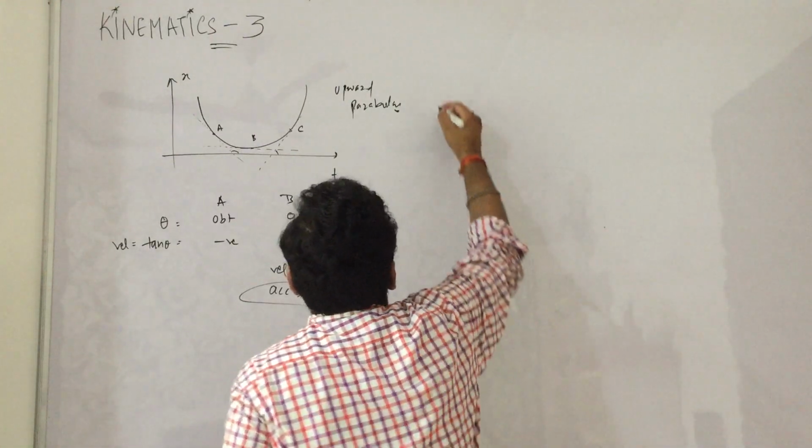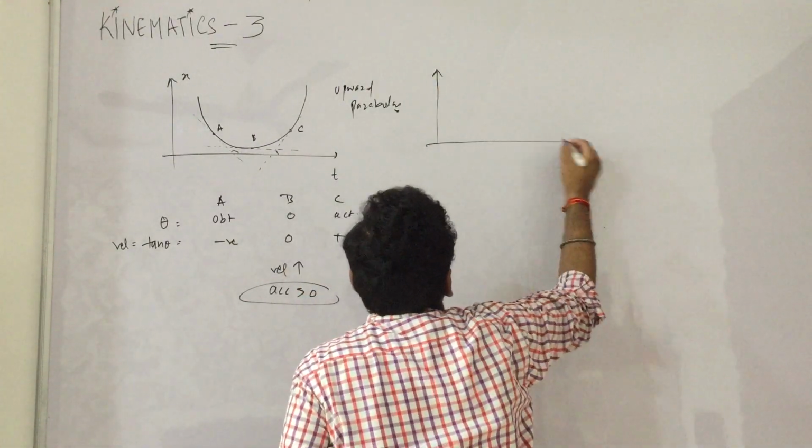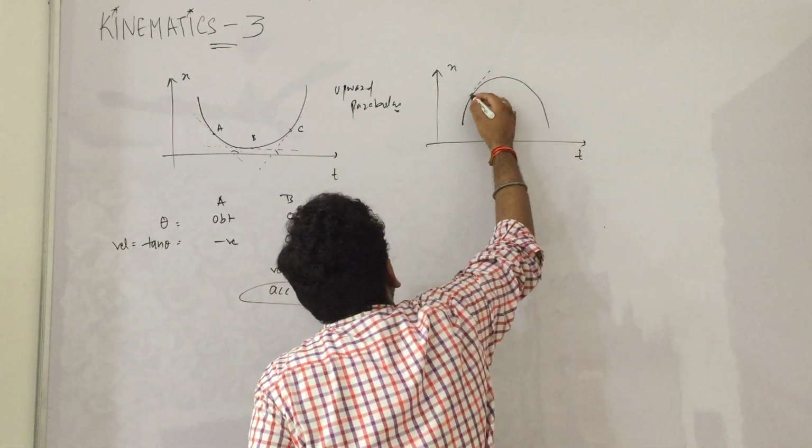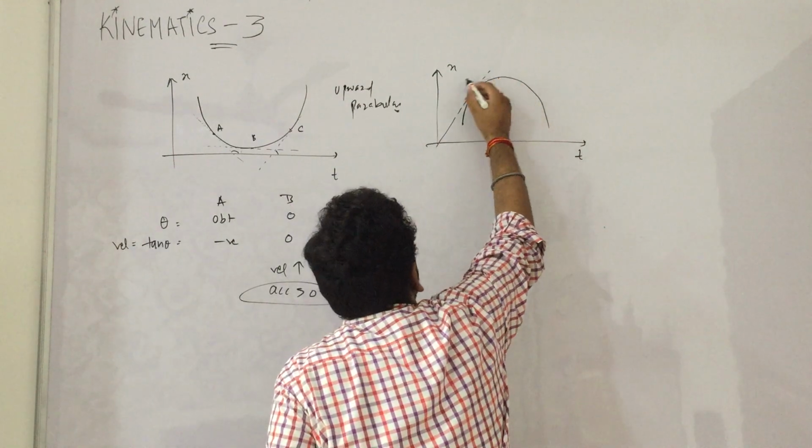Let us also understand it in the downward parabola case. The x-t graph is a downward parabola. I again take three points.